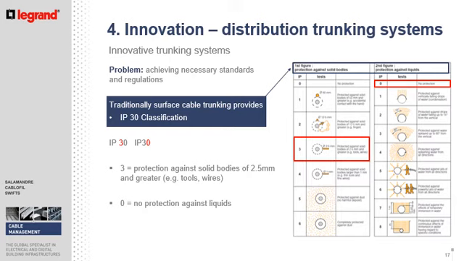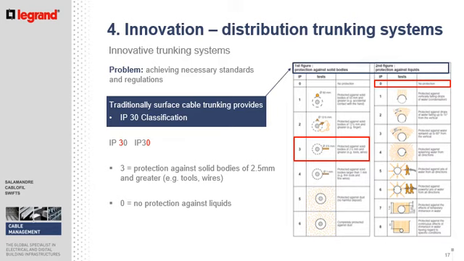Standards and regulations are there for a reason, and it's important that as a manufacturer we comply with these requirements or directives. This is an example of IP, otherwise known as Ingress Protection or International Protection Rating. Traditionally, surface cable trunking provides IP30 classification, which is protection against solid bodies of 2.5 millimeters and greater, as per the 3 of IP30, and no protection against water, as per the 0.